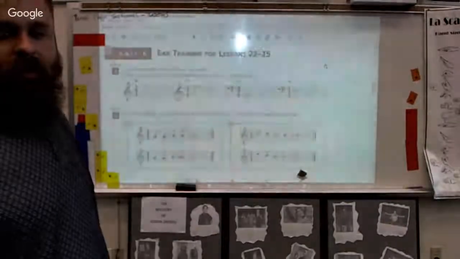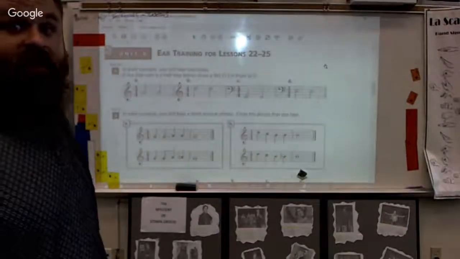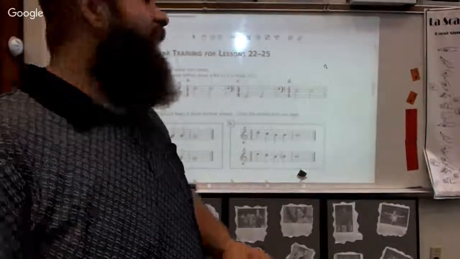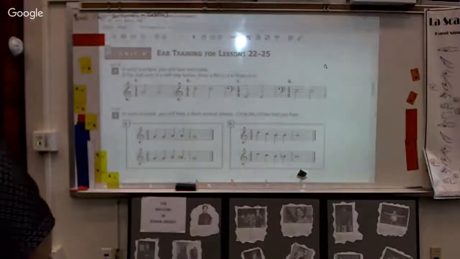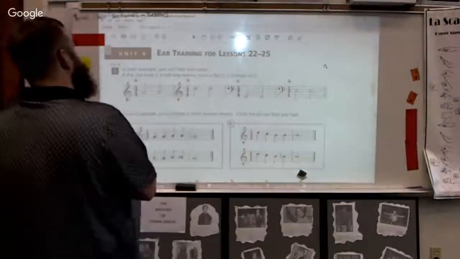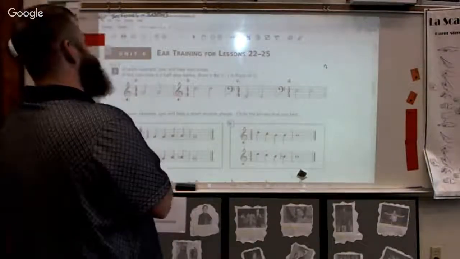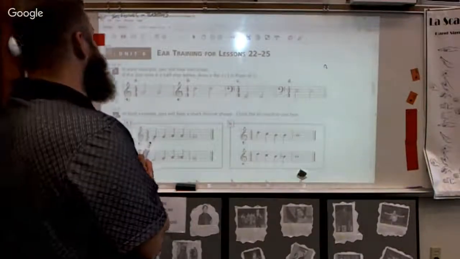All right, now we're going to look at the ear training for lessons 20 through 25. Okay. So in each example, you will hear two notes. If the second note is a half step below, draw a flat in front of it.